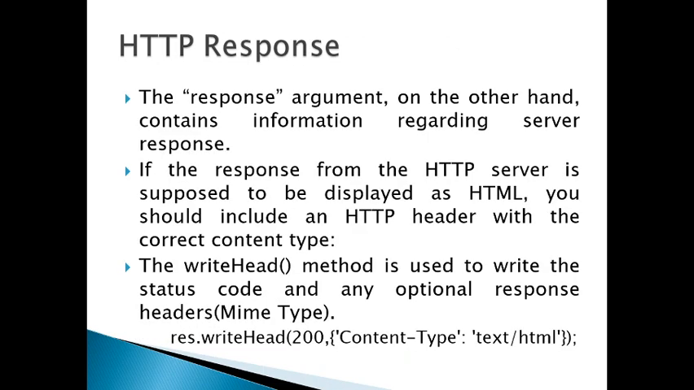Now, the response object. For the request object, you have three properties. I'm explaining it again. request.url, request.header, request.method. These are the three properties. Now response is the thing which will be sent back to your end user. Request is what you receive from the end user, and response is what you provide to the end user. So the response argument on the other hand contains information regarding server response. So we will create our own response.